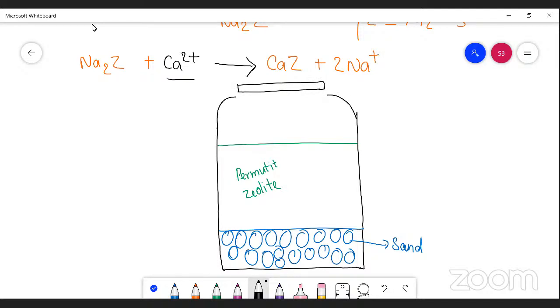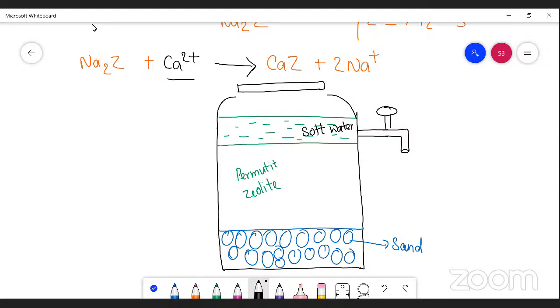And here there is a soft water outlet. So we take a soft water pipe, and through this pipe the soft water is collected. So this is the soft water.